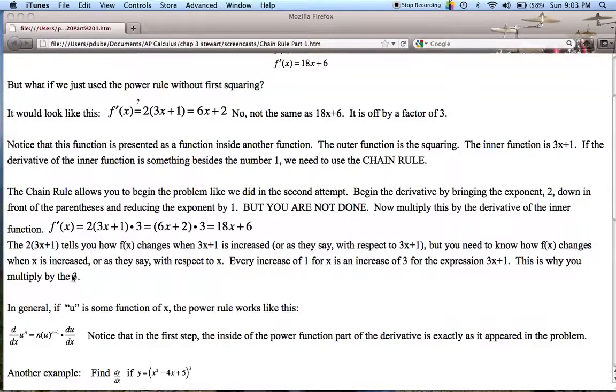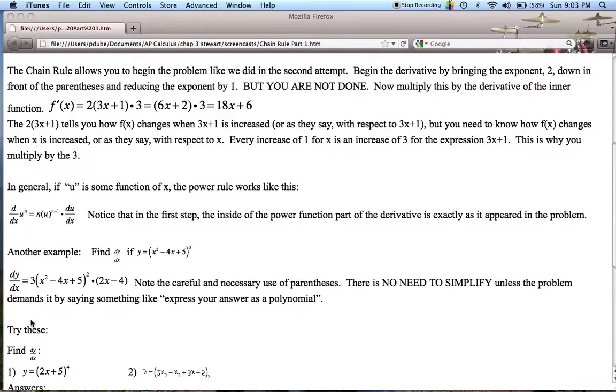This is why you have to multiply by the 3. In general, you will see this notation. If u is some function of x, the power rule works like this. The derivative with respect to x, that's what this notation means, of some function u to the nth power is n times u to the n minus 1 times the derivative of u with respect to x.